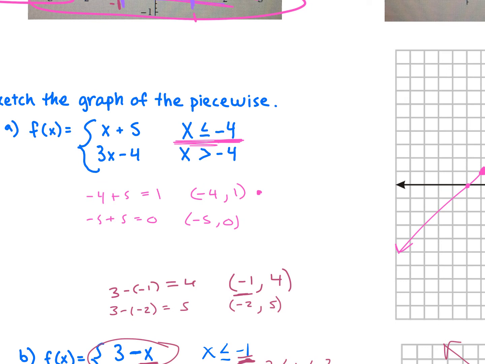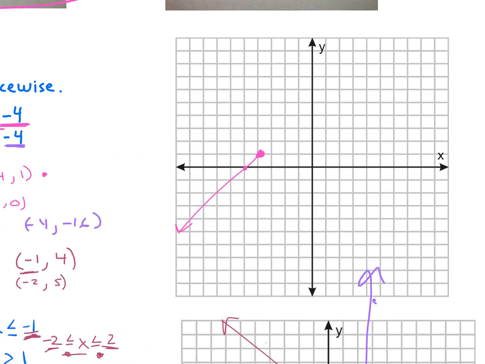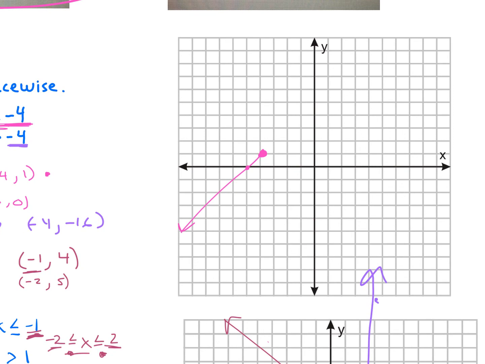For my next piece, what should I plug in first? -4. So I have 3 times -4 minus 4. 3 times -4 would be -12, minus 4 is -16. So I plugged in -4 and got -16. So go to the left to -4, down to -16. It's off my graph, but it's okay. And is it an open or closed circle? Open.